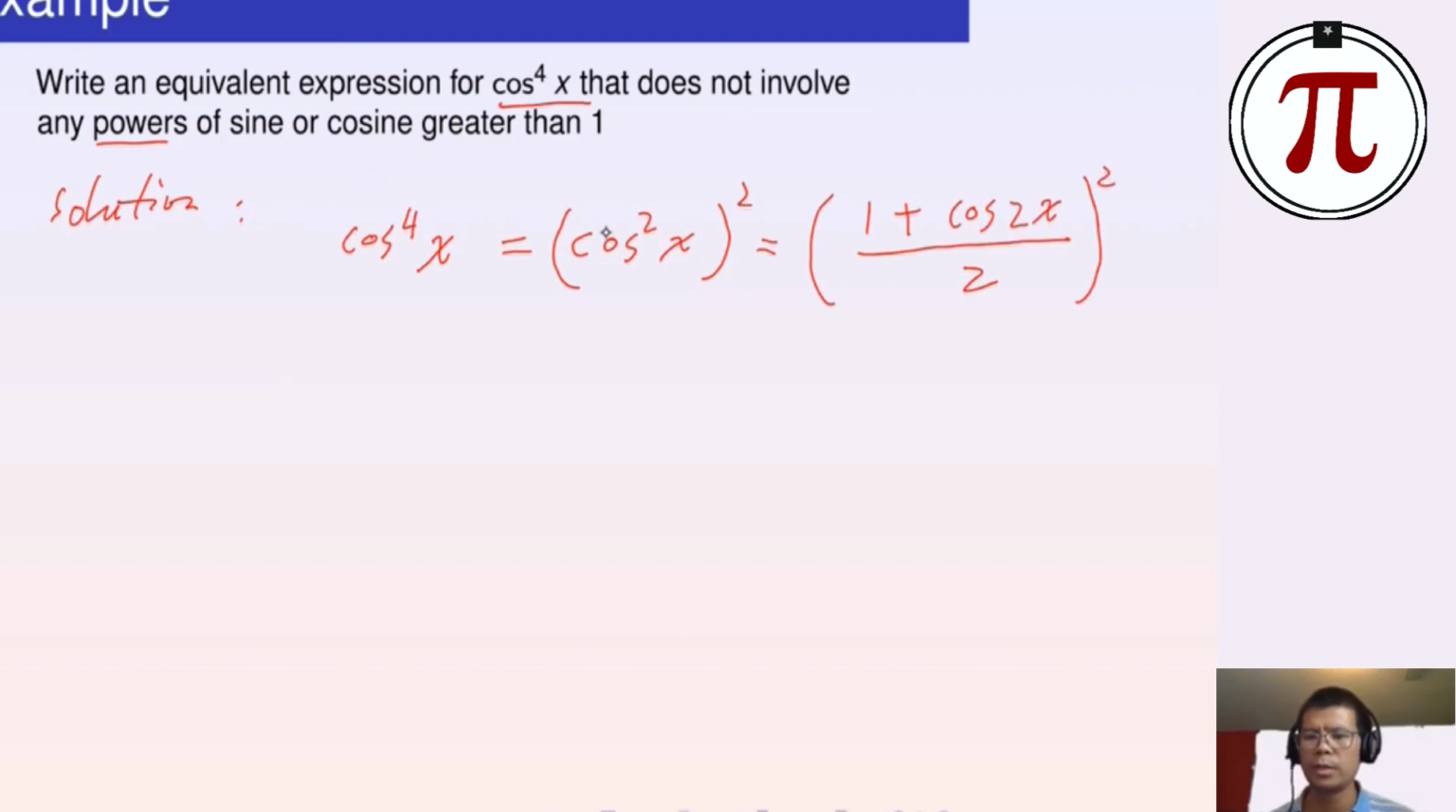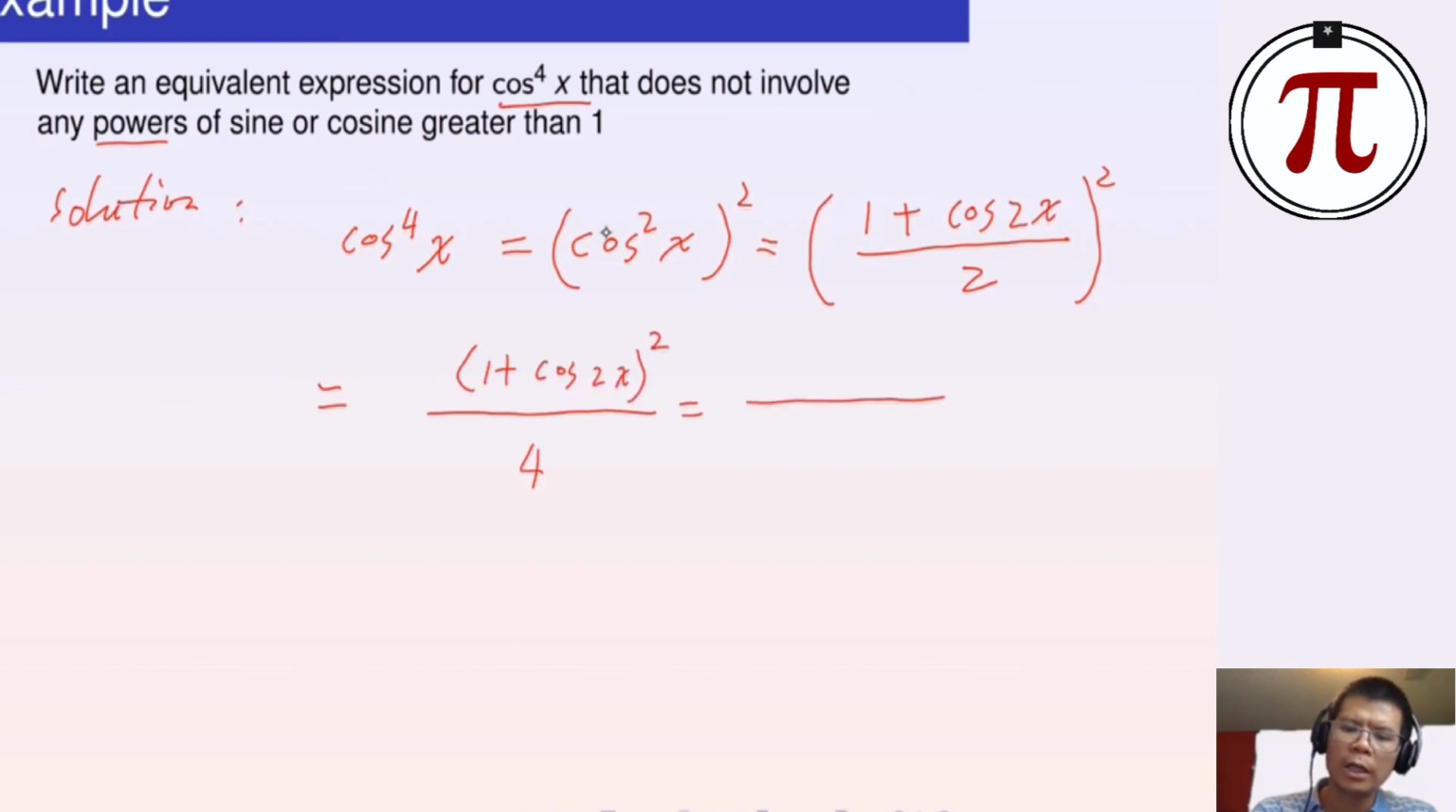Now we got this one, right? We reduced the square, right? Cosine square reduced to a single power. Okay, so now this one again equals what? We can just move ahead and open the parentheses. On the bottom is 4. On the top, it is going to be 1 plus cosine 2x squared, which equals what?